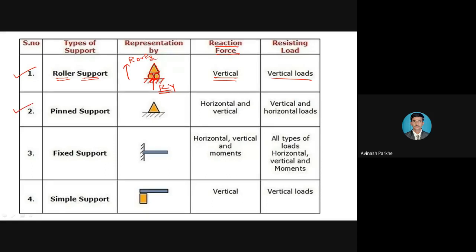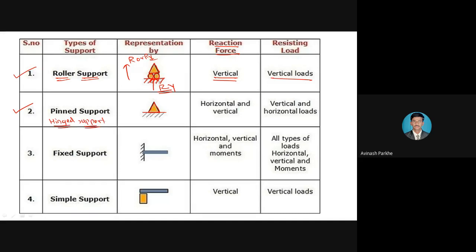Then the second support is the pinned support. What is the symbol for the pinned support? You can see here, only a triangle is there, and below this triangle, these hatching lines are there. So understand the difference between the roller support and the pinned support. In roller support, one triangle, below that two circles, and below that it is fixed. But in a pinned support, only a triangle is there, and below that fixed. This pin support is also called a hinged support. Please keep in mind.